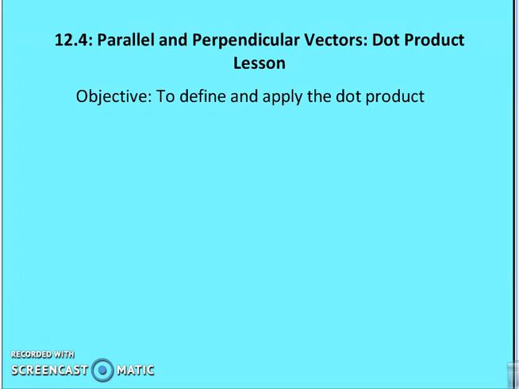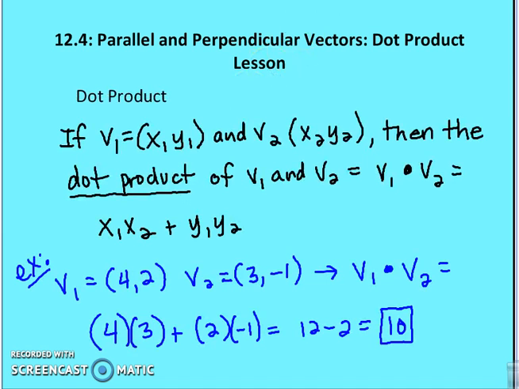In this edition of Aughton Math, we're going to talk about parallel and perpendicular vectors and the dot product. The objective is to define and apply the dot product to vectors and also define the angle between two vectors. All right, so dot product, the definition.